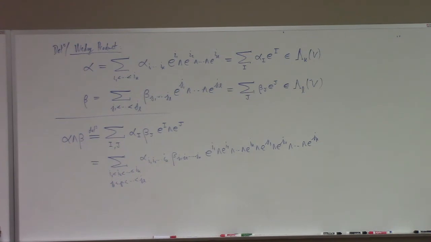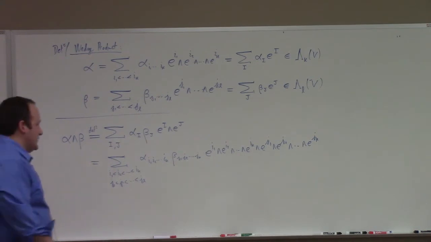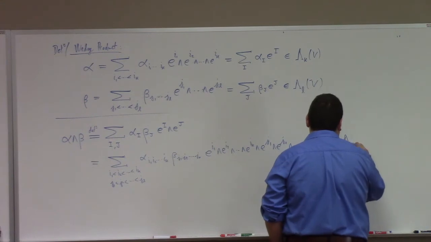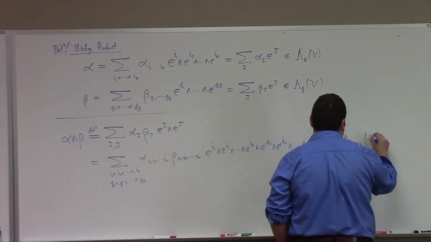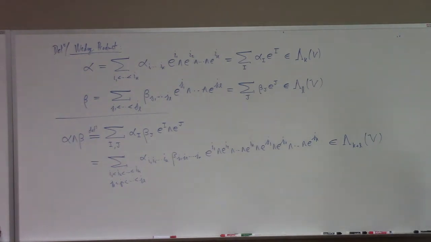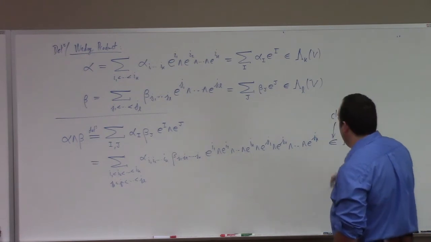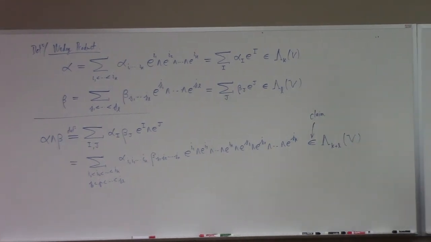Now that's not written in terms of the basis forms. So this definition is not given in terms of the basis. I mean, it's not entirely clear. There's an exercise here to show that this is in fact a K plus L form over V. All right? Claim: some of those things are 0, because in principle, you can have repeated dual basis elements in the alpha and the beta.